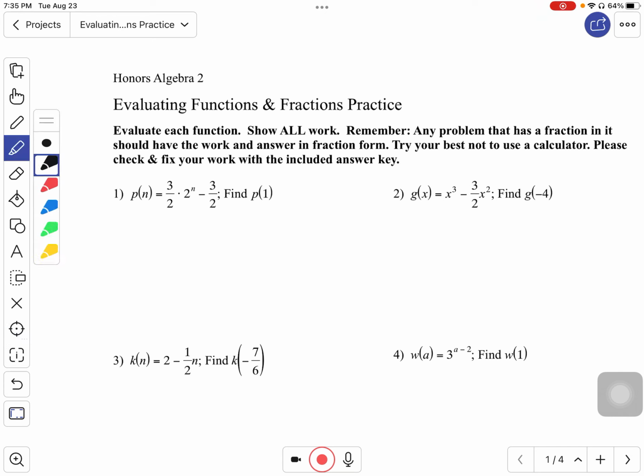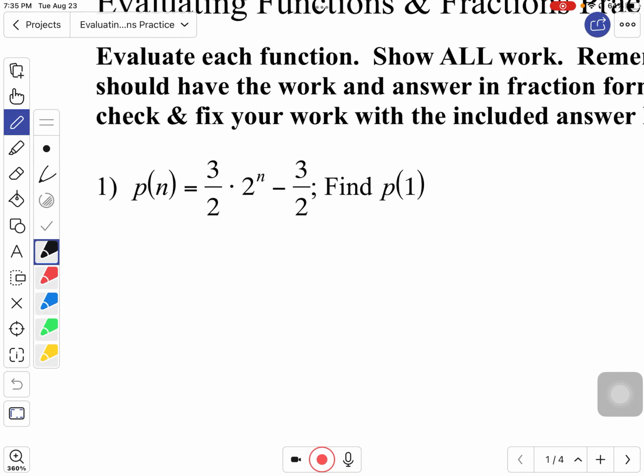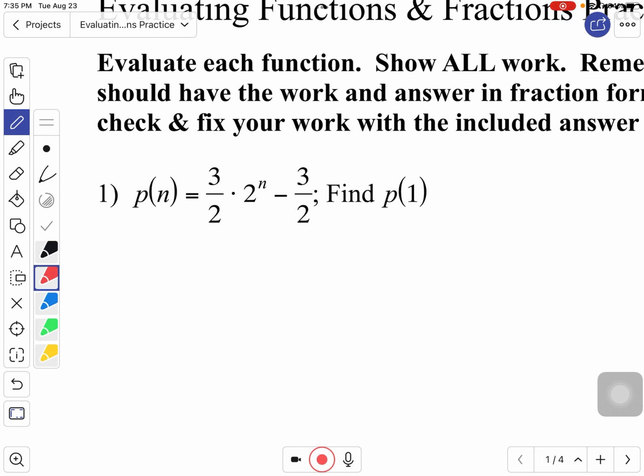Let's get started. So for problem number 1, we would read this as P of n. If it's been a while since you've done function notation, we have P of n equals 3 halves times 2 to the power of n minus 3 over 2. And we're asked to find P of 1. So what you might begin to notice in this particular problem is that we started with P of n, and they're asking us to find P of 1.